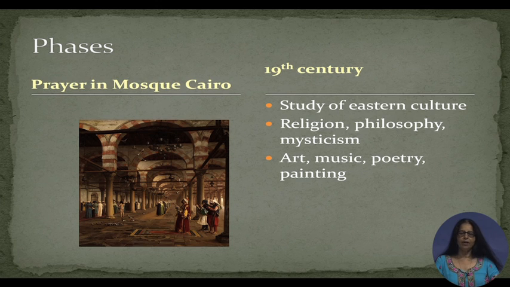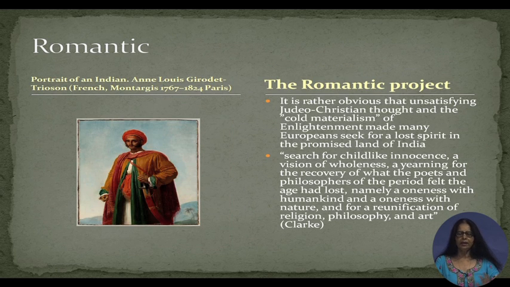So, we have several phases of Orientalist study. It does not begin with Edward Said, even though he defines it. We look at the 19th century and the study of Eastern culture, religion, philosophy, mysticism, art, music, poetry and painting in the West. It takes off from the Romantic project and the idea that Judeo-Christian thought and the cold materialism of the Enlightenment made many Europeans seek for a lost spirit in the promised land of India.